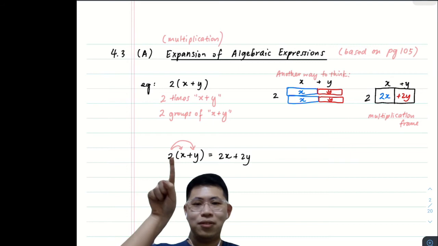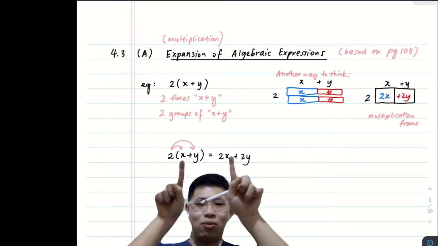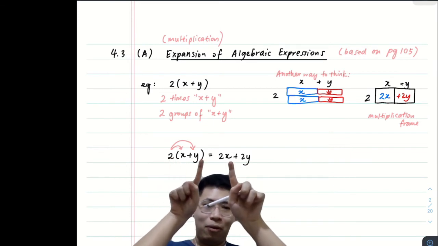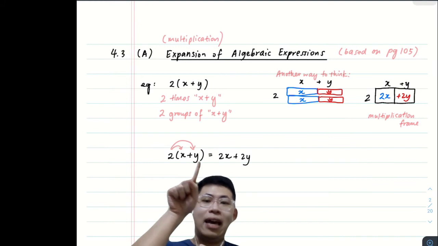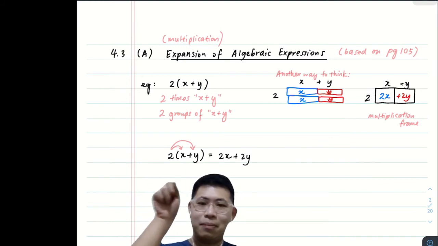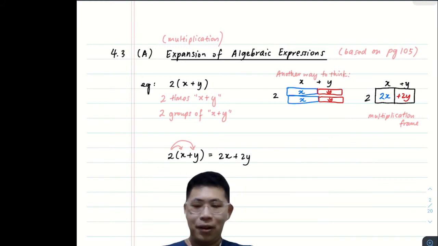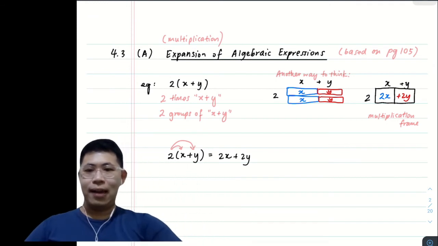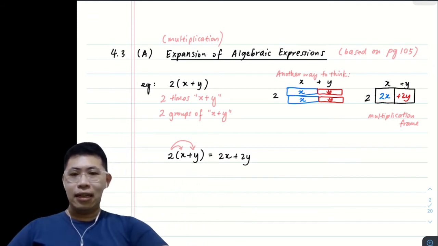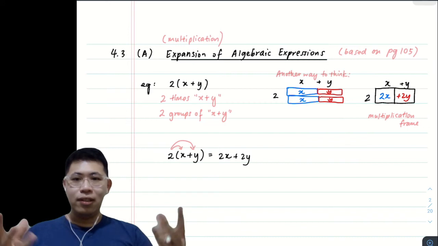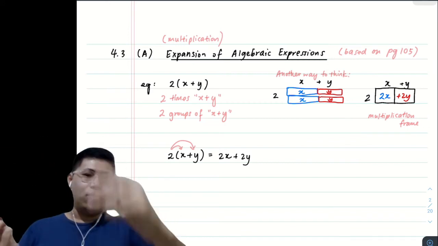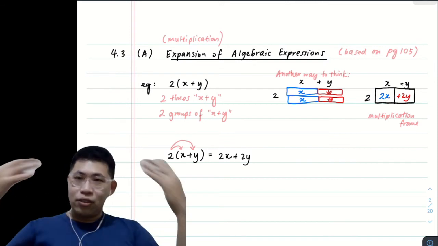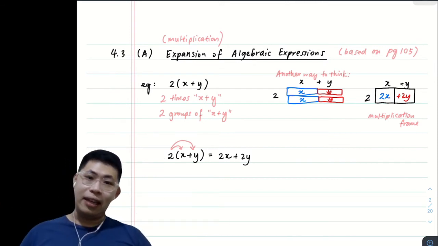2 multiplied by x will give me 2x. 2 multiplied by y will give me 2y. So what I am doing is I distributed my 2 to x and y. So 2 times x, 2 times y. This very first example of expansion is to multiply the number outside into the bracket inside, and in a way we can open up the bracket and simplify the entire process.